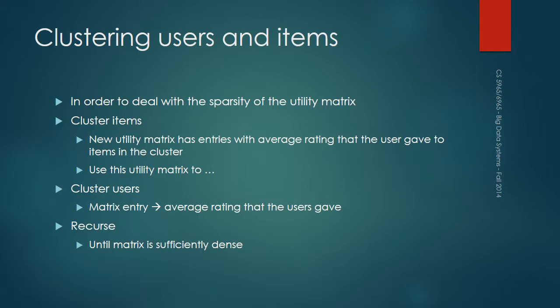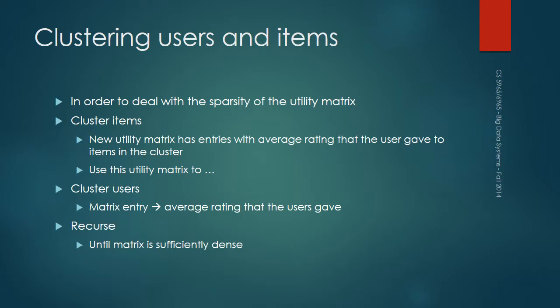After we have clustered the items, we can create a new utility matrix which has entries which are the average of the ratings that the user gives to those particular items in the same cluster. So you can average it out. If you're missing some entries, it's fine. These are the non-zero entries that you map out. Once that is done, you can go ahead and cluster the users.